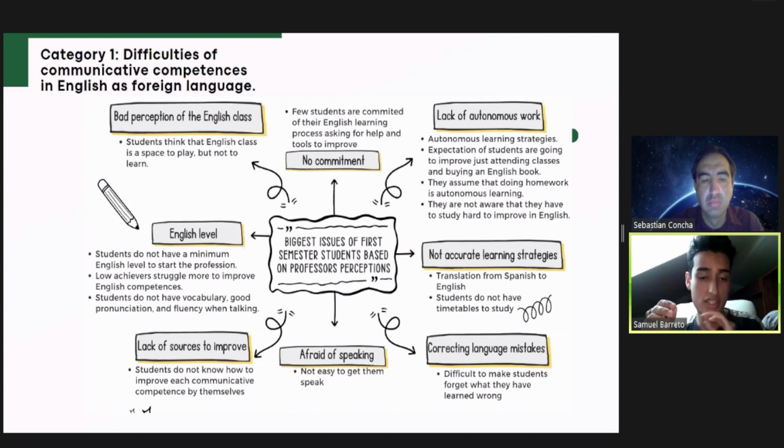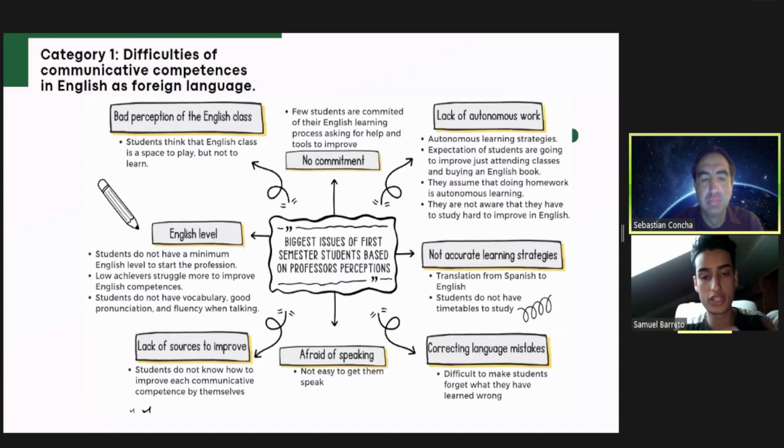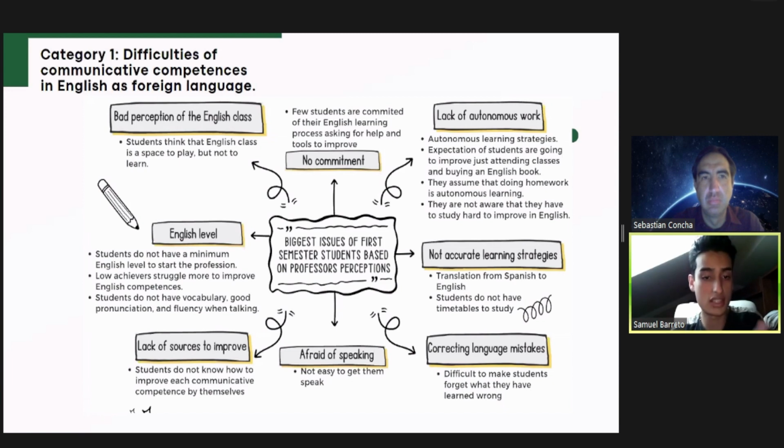Professors also stated that they lack more sources in order to improve these difficulties. Students enter with a minimum English level. They don't present the minimum English level to enroll in the program.